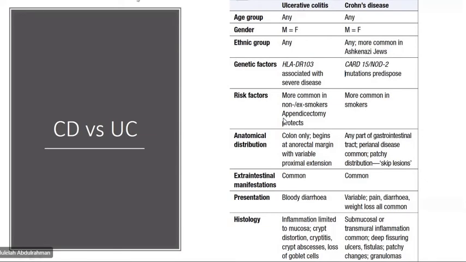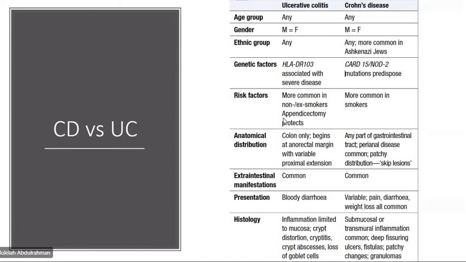Just remember here, the gender difference is not major, and the age group difference is not major among both diseases. When you come to ethnic group, as we mentioned, Ashkenazi Jews have more tendency for Crohn's. Now, genetic factors, as we mentioned: CARD15, NOD2 are associated with Crohn's disease, and HLA-DR103 with ulcerative colitis. Now, we talk about risk factors.